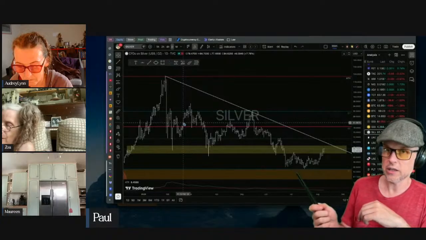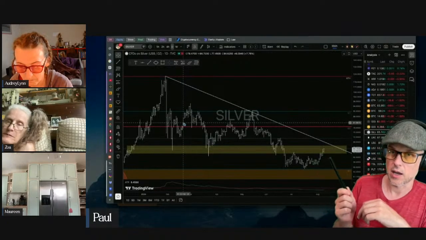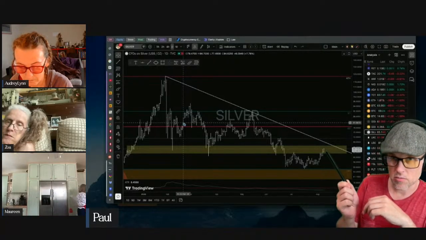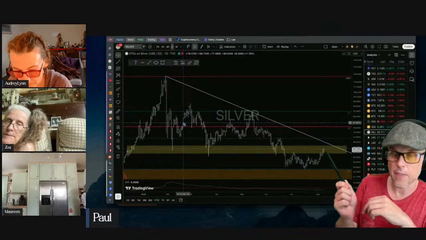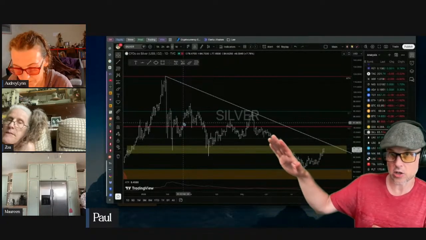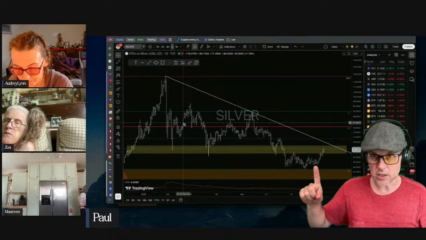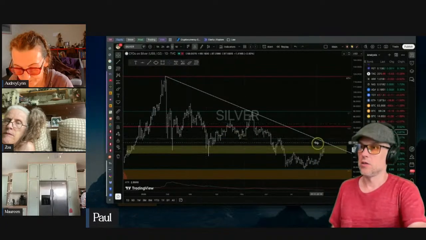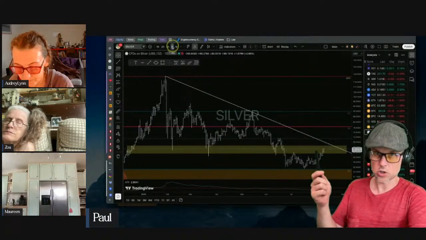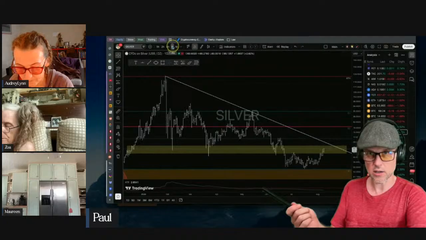So knowing that the weekly chart is showing the rise, I tend to agree that silver's up right now. On the daily chart, it's showing a downward trend. That is counter to the weekly trend.